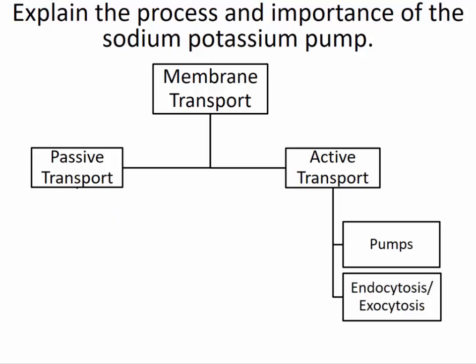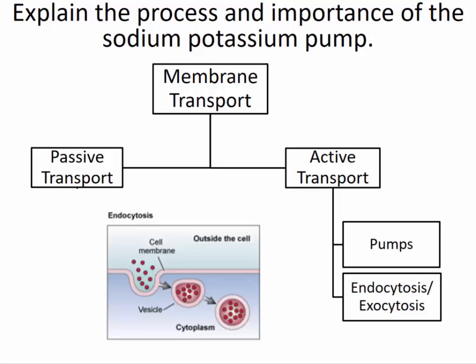A second form of active transport is endocytosis and exocytosis. Endocytosis. If we break down the term, endo means inside, cyto means cell, and the sis is referring to a process. So in this case, what the term means is the process of taking something inside the cell.